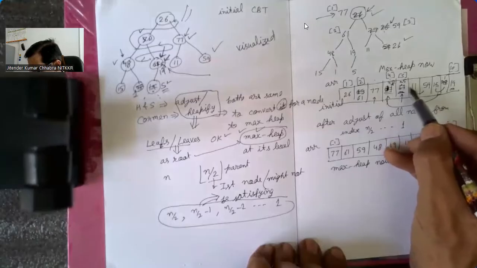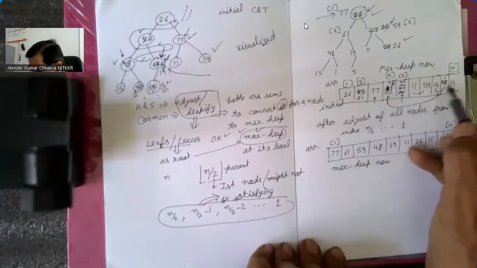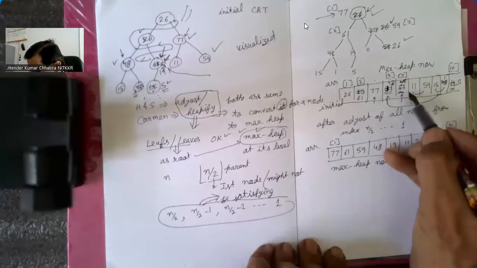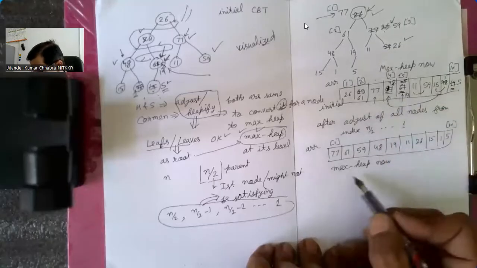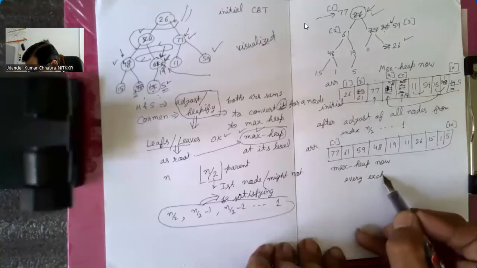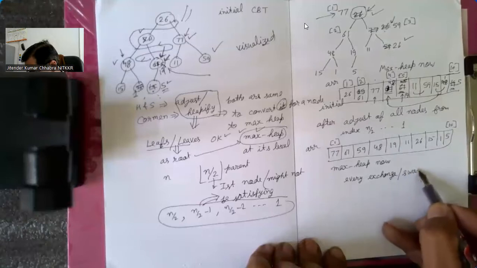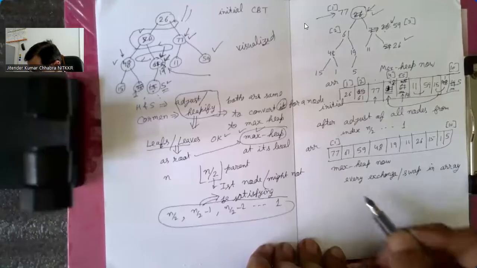Then 5 was further compared with its children. And when 5 was compared with children, I found a 19 here to come at this place, and this became 19 and this became 5. So this is how internally everything happens over an array. Every exchange, swap, happens on an array. Everything will be over an array.